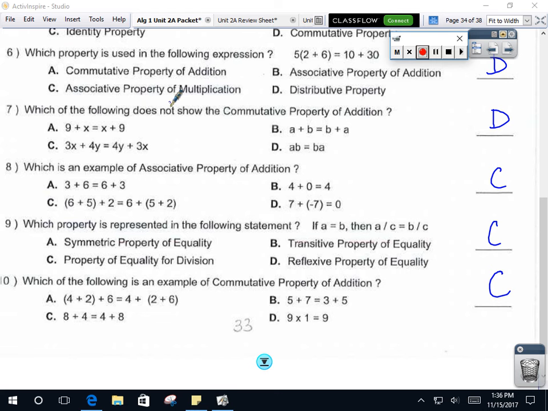Which of the following does not show the commutative property? So this is commutative property of addition, that's commutative property of addition, and that is. This is multiplication. That's commutative property but of multiplication.